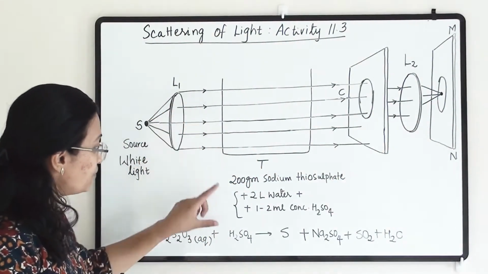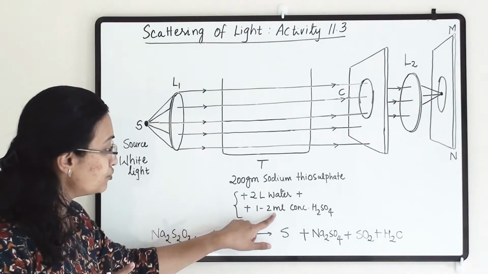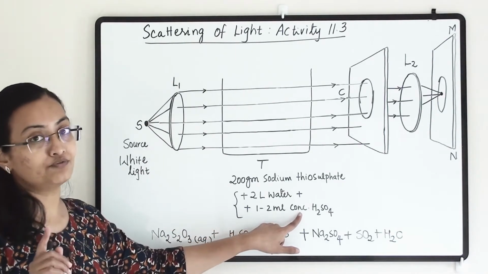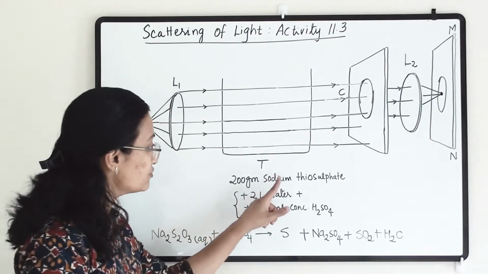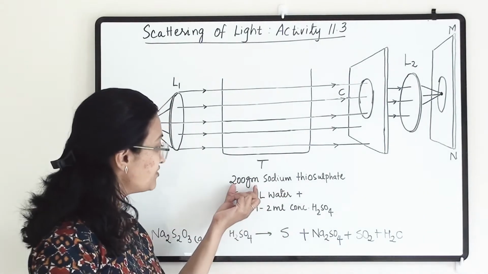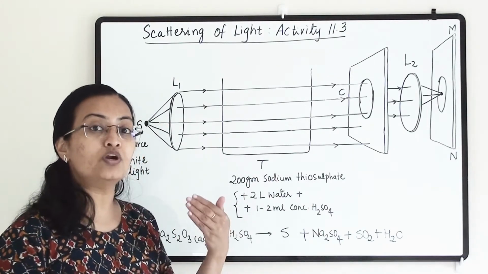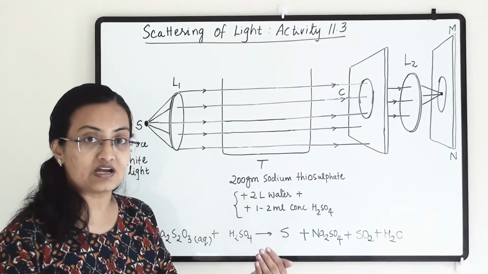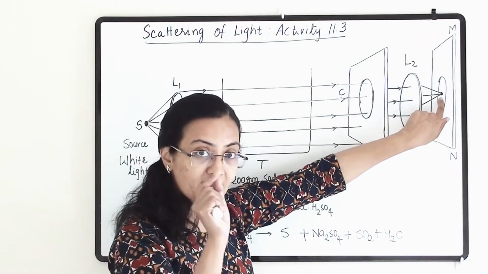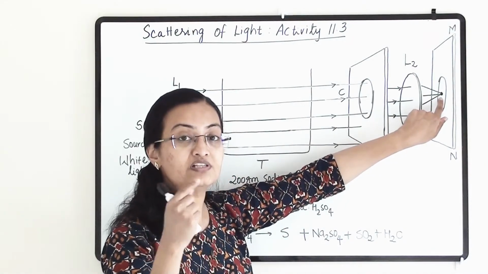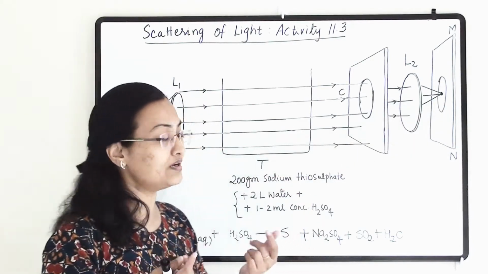So in this tank we have taken 2 liters of water and we have added 1 to 2 ml of concentrated sulfuric acid. Once everything is ready, we are going to add sodium thiosulphate, that is 200 gram of sodium thiosulphate. Once we add this, after 1 to 2 minutes our reaction will start and we will be able to see that the white color beam will change and it will continuously change its color. So let us understand how and why.